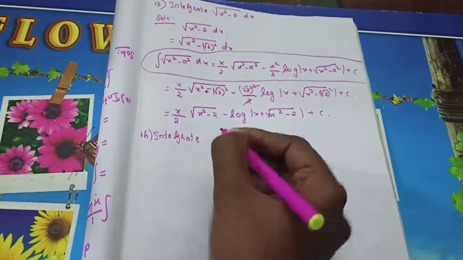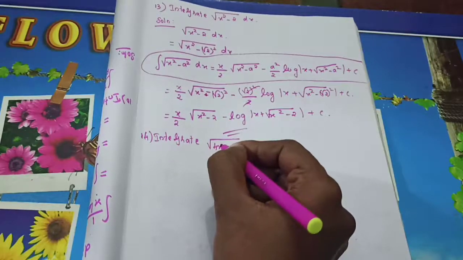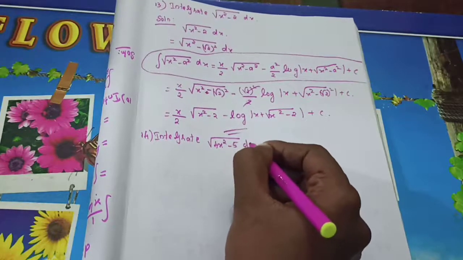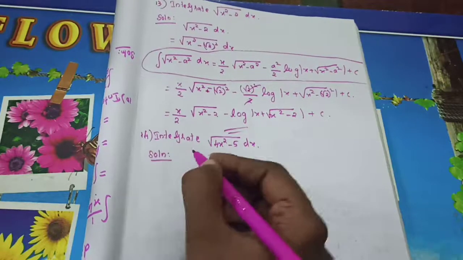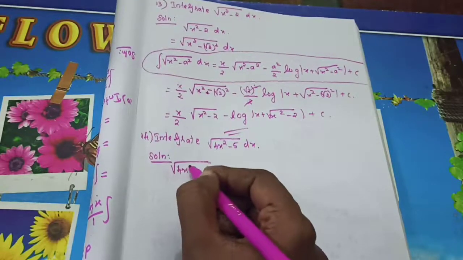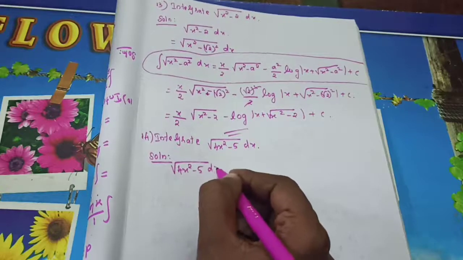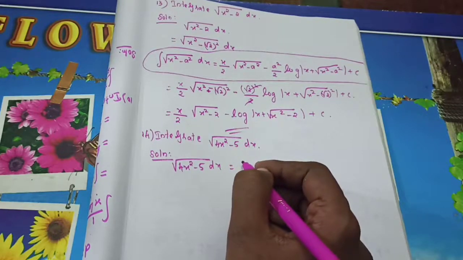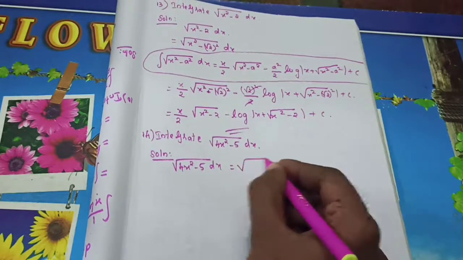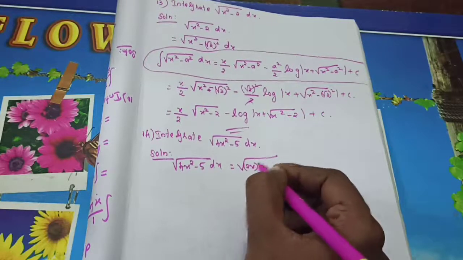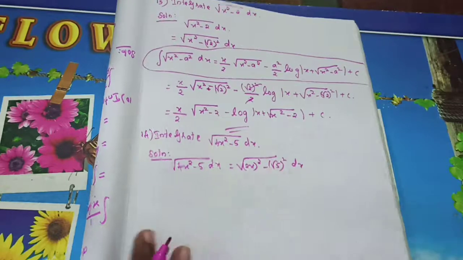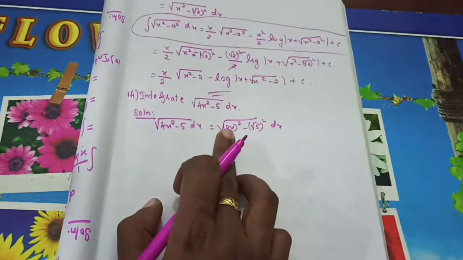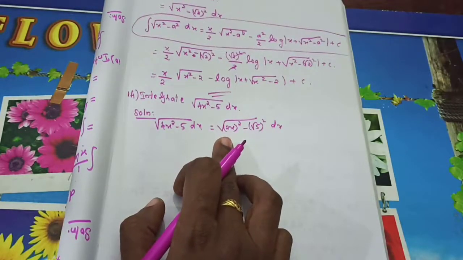Integrate the square root of 4x² minus 5 dx. The square root of 4x² minus 5 dx is equal to, how will you write 4 as a perfect square? So square root of (2x) the whole square minus (root 5) the whole square dx. What's the formula you use here? For x, a coefficient 2 is there.